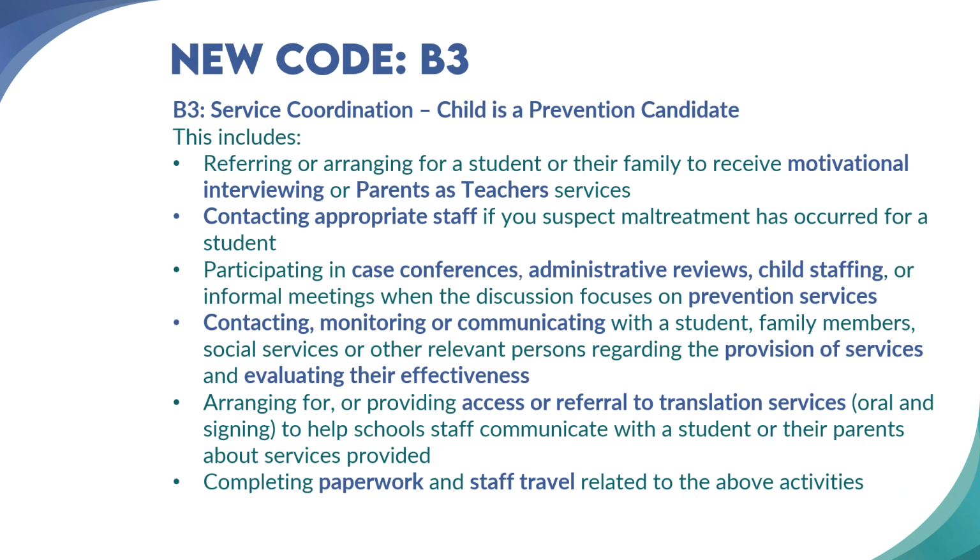We have two new codes, B3 and P. Code B3 is used when working with a child who is considered a prevention candidate, meaning the child is not yet in foster care, but there are concerns that place them at imminent risk. Activities under this code focus on coordinating services and preventing foster placement. This could include making referrals for parent support programs like Parents as Teachers or motivational interviewing, contacting child protection staff if maltreatment is suspected, or participating in case discussions about prevention plans.